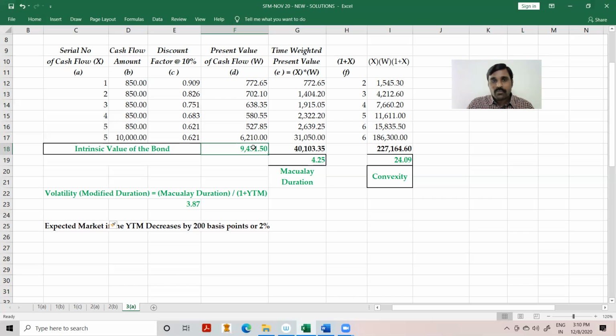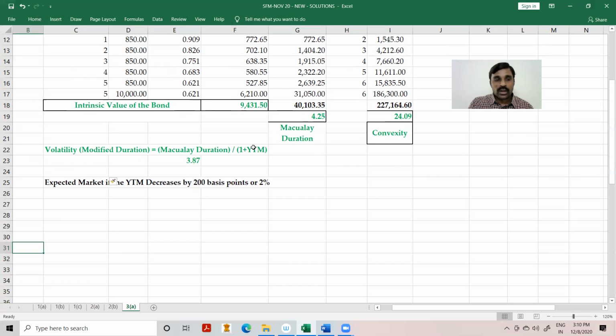So here the price of my bond is increasing. Reason: demand for my bond is increasing. Why? Because the other bonds are paying a lower rate of return than my bond, because yields have decreased. That is the way you have to understand this. So, the expected market price if the yield to maturity decreases by 200 basis points, first we have to calculate as per the Macaulay duration based estimate.